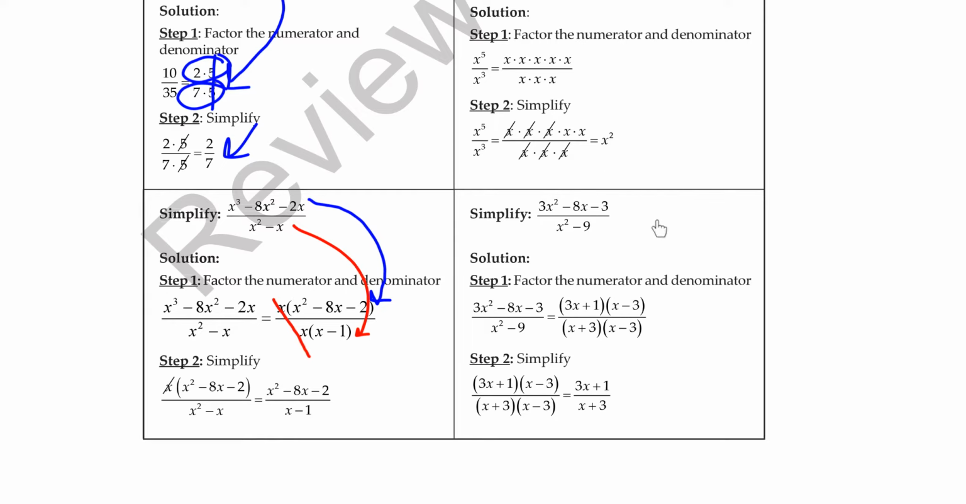The same idea is going to happen over here. You have a trinomial in the numerator that factors to make 3x plus 1 times x minus 3. And if you review the factoring videos, I believe it's the second part of factoring trinomials, you will see how to factor this. This is the difference of squares in the denominator, so this factors here, and then these x minus 3's can cancel.